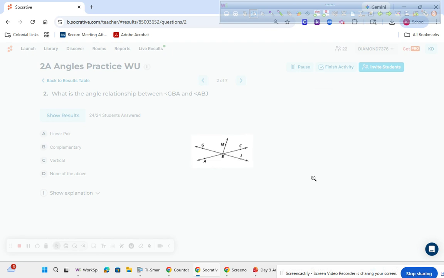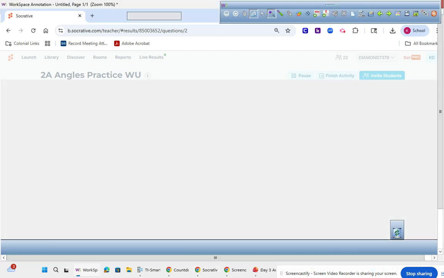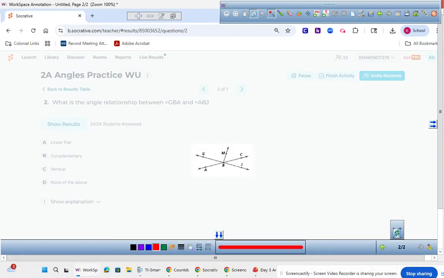But basically, we talked yesterday about how we can turn all of these problems into a pizza. So put a dot in the middle, draw a circle around it. And then you can trace over the letters in the order they come in. So G, B, A is that angle right there. And A, B, J is this big angle.